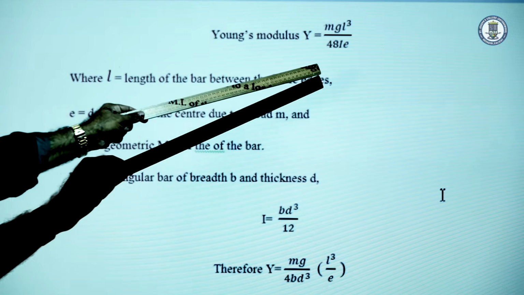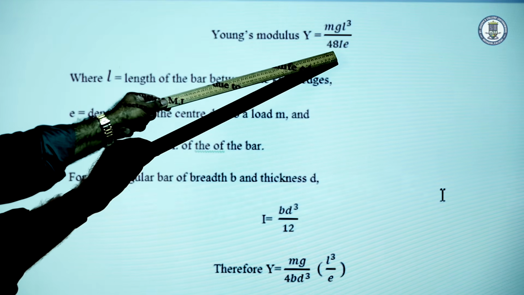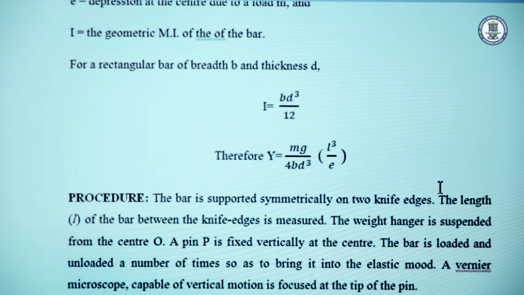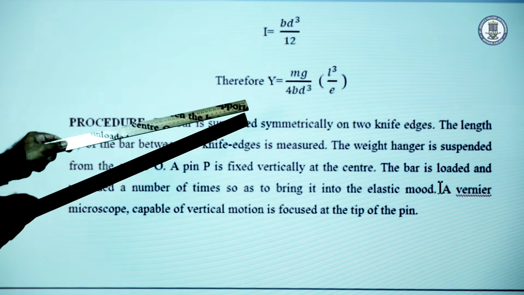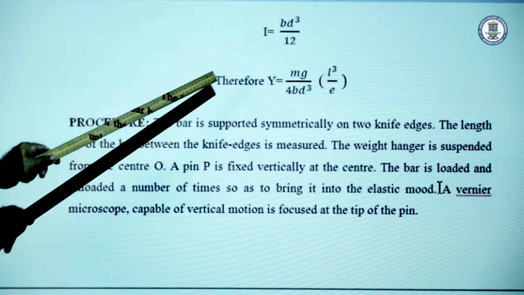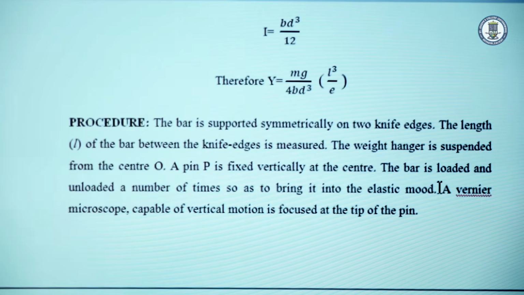So here we can substitute I is equal to BD cube divided by 12, so 48 and 12 cancel, remaining 4, so 4BD cube is there. Then the Young's modulus of the material of the bar can be calculated using the formula mg divided by 4BD cube times L cube by E. We can say that for the given bar, this term mg divided by 4BD cube is a constant. So L cube by E is found to be a constant.